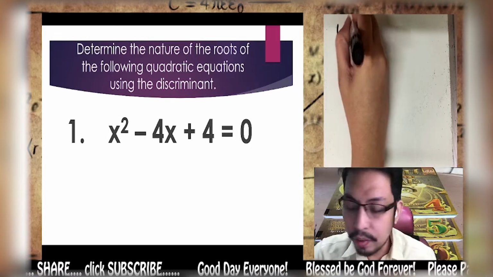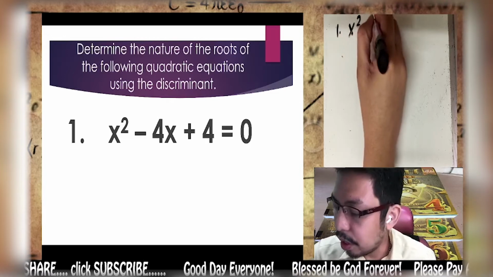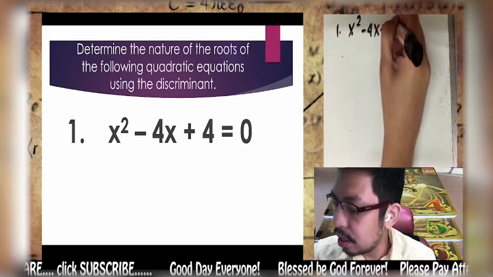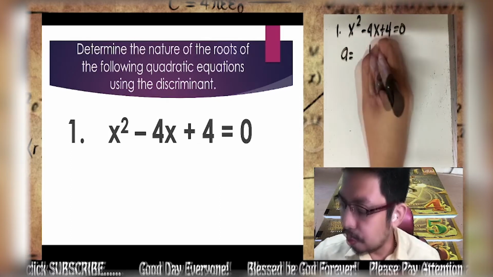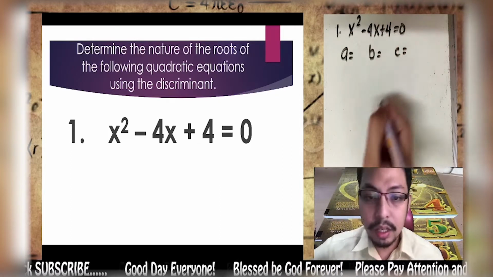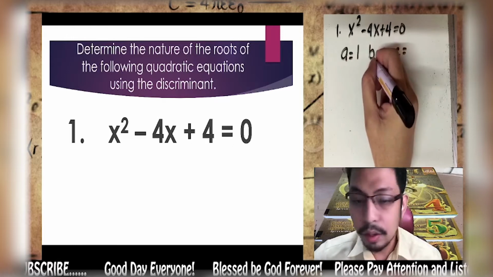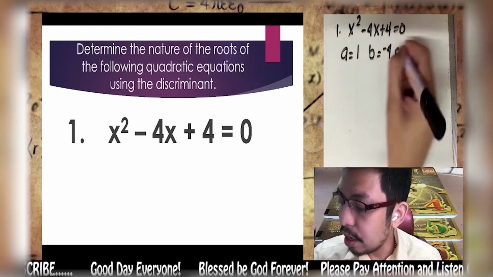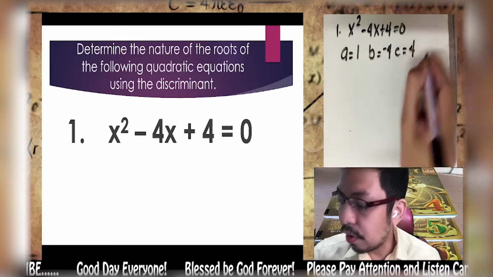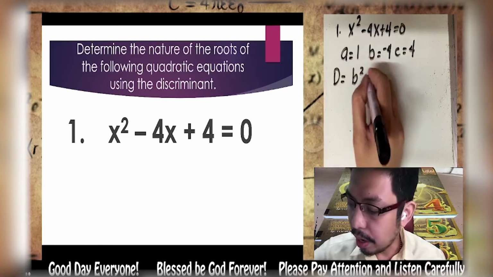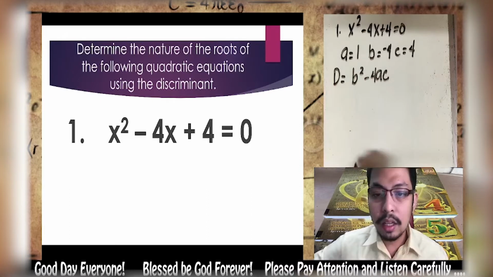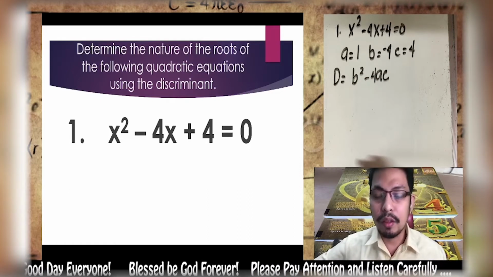Number 1, we have x squared minus 4x plus 4 is equal to 0. First, we identify the value of a, the value of b, and the value of c. Value of a is 1, the value of b is negative 4, and the value of c is positive 4. Then we use the discriminant b squared minus 4ac. Then we plug in or substitute the values.